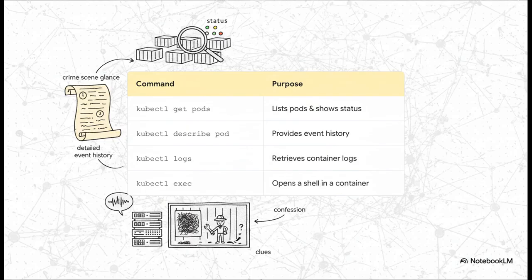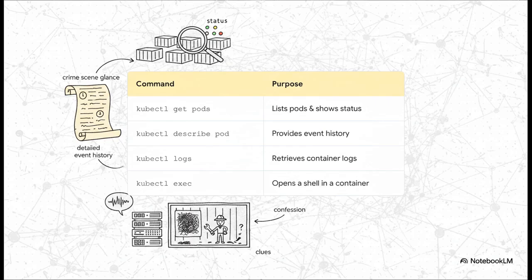Think of this as your first glance at the crime scene. You're just looking for anything that doesn't say running. You see an error or an image pull back off? That's your first clue. Okay, so once you have a suspect pod, you use kubectl describe pod. This gives you the full backstory. And a pro tip, scroll right to the bottom to the events section. That's usually where the gold is.